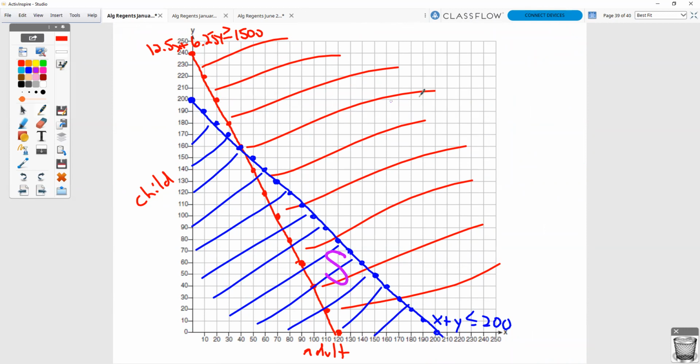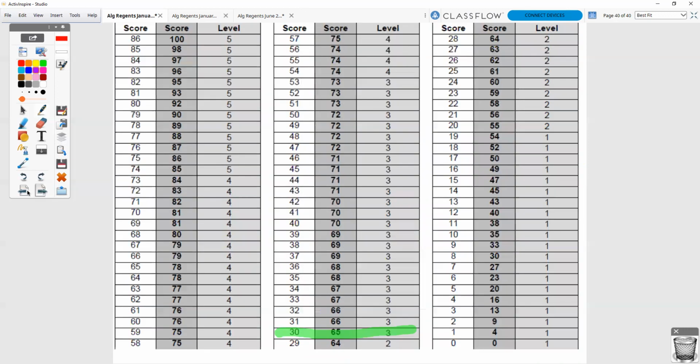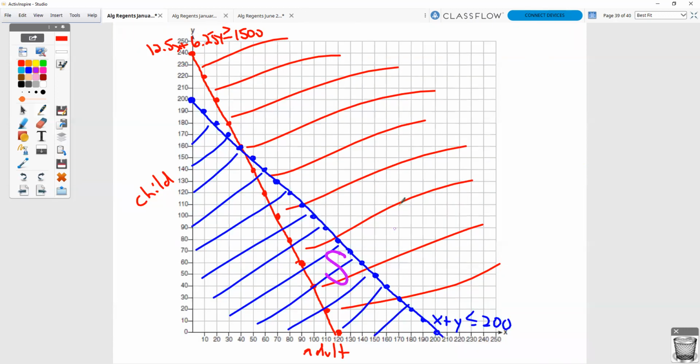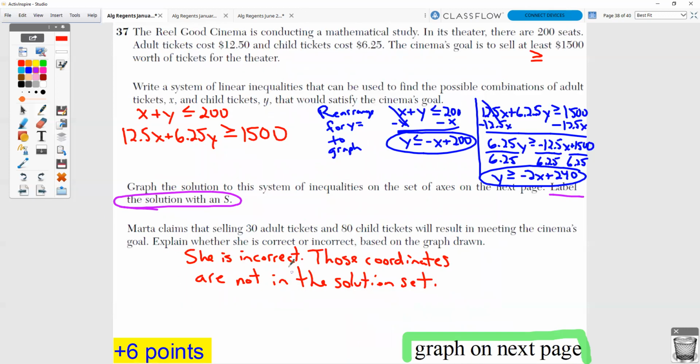On this one, we have greater than, so we're shading above. This one is less than, so we're shading below. You're graphing your solution set with an S. So in this double shaded area right here in this little triangle, you have to put the letter S somewhere. Those are your answers. So you get 1 point for graphing this one correctly, 1 point for graphing this one correctly, 1 point for your solution. So we're up to 5 points so far. Your 6th point comes from the last part.